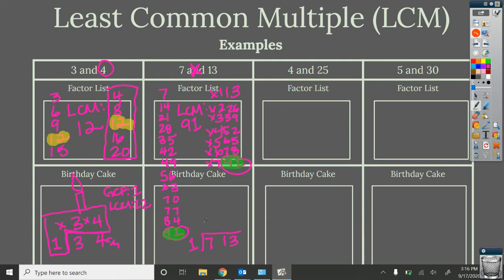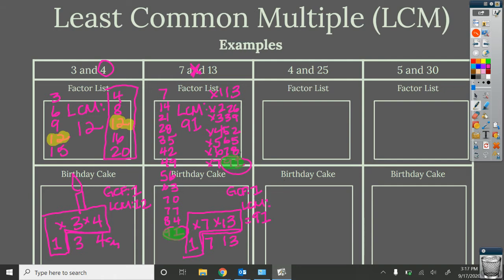So when I divide 7 by 1, I get 7. And when I divide 13 by 1, I get 13. And I can't go anywhere else with this. Now, my GCF is still 1. It's the only common factor of 7 and 13. And when I go to make my L for my LCM, I'm going to multiply together everything in the L. I'm going to get 1 times 7, which is 7, and 7 times 13, which is 91. Okay, so that's my LCM.